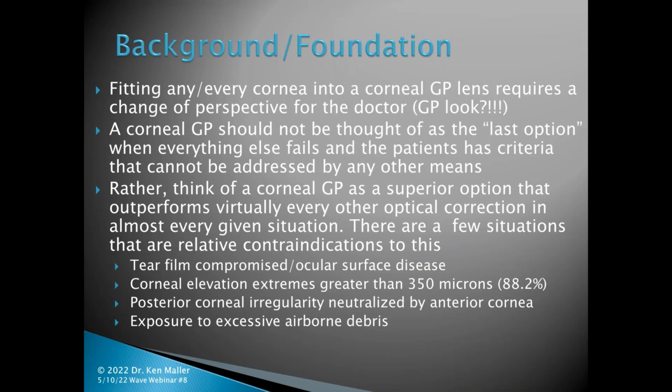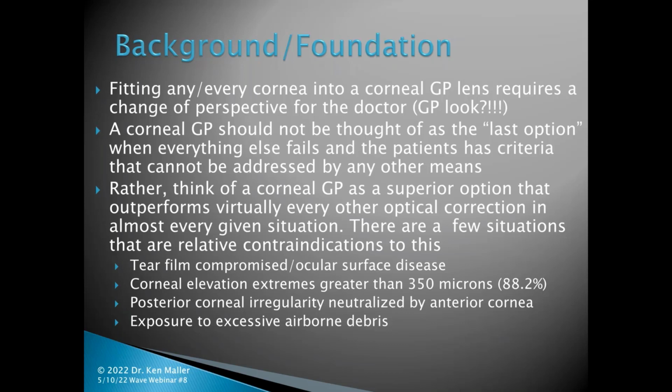The first one is tear film is compromised or you have ocular surface disease. When you have a tear film that's compromised, you may not have enough tear film to support that lens properly. And so that may be a bit of a problem. That being said, I have many patients, both with compromised tear films and ocular surface disease, doing very well all day long in their corneal GP lenses. So it's not impossible, but that certainly is a little bit tougher situation to deal with.